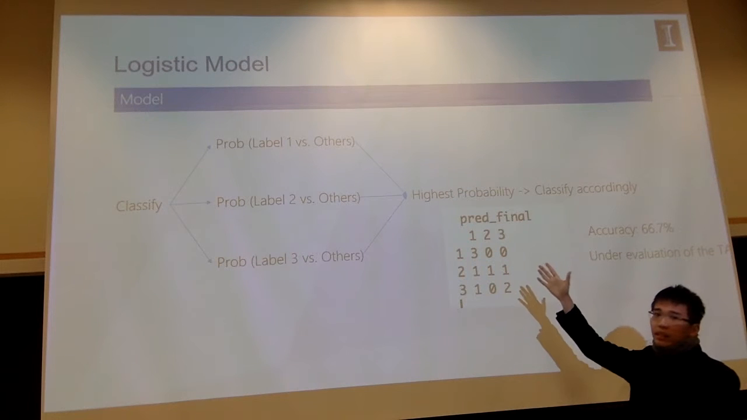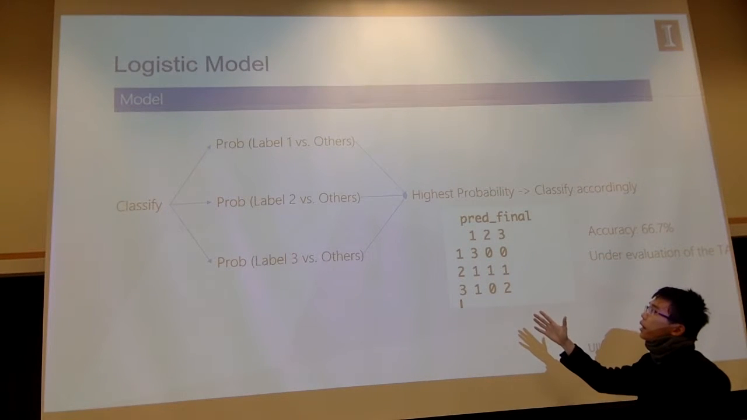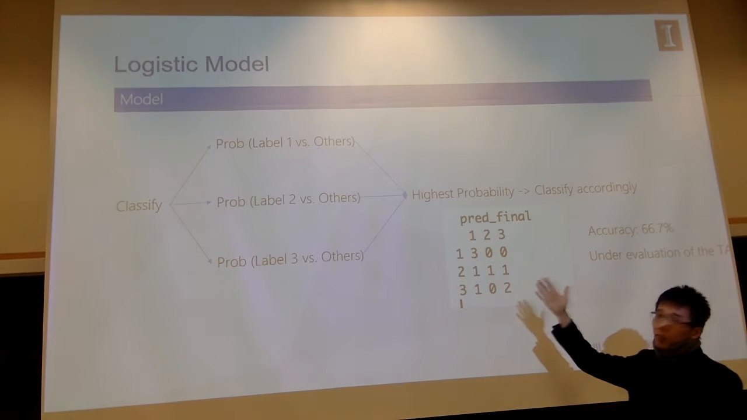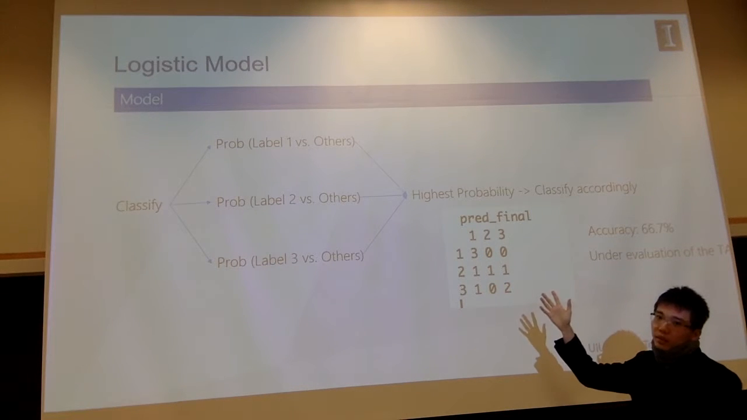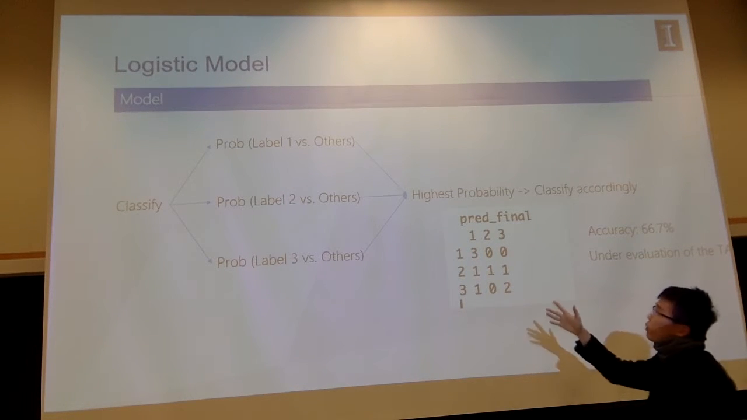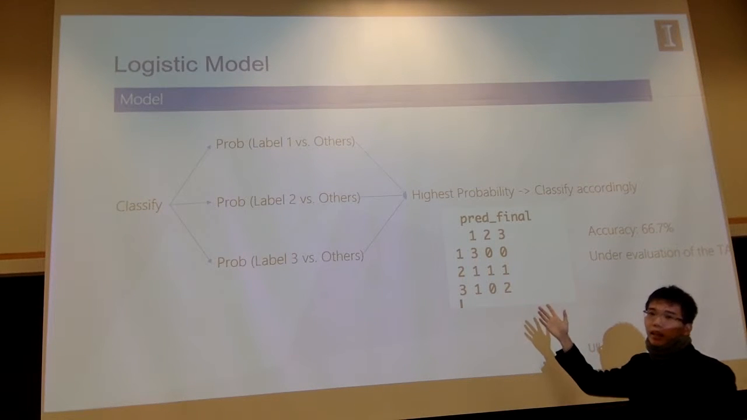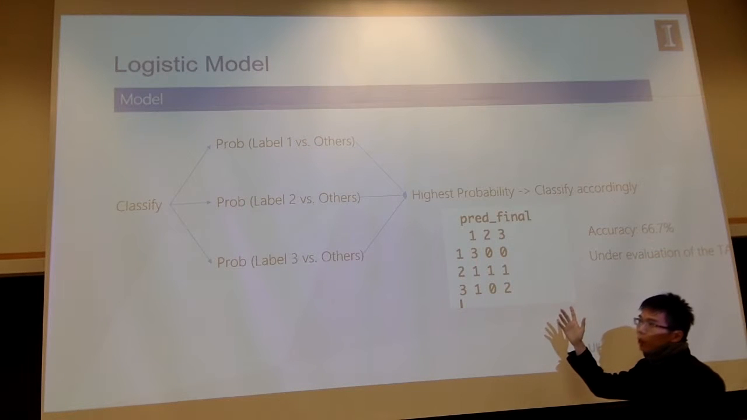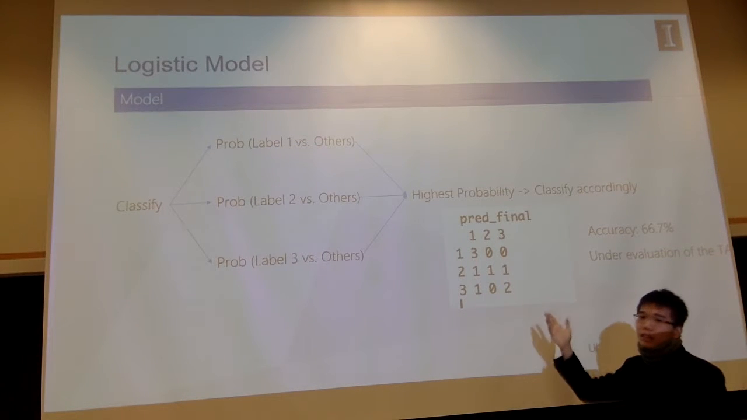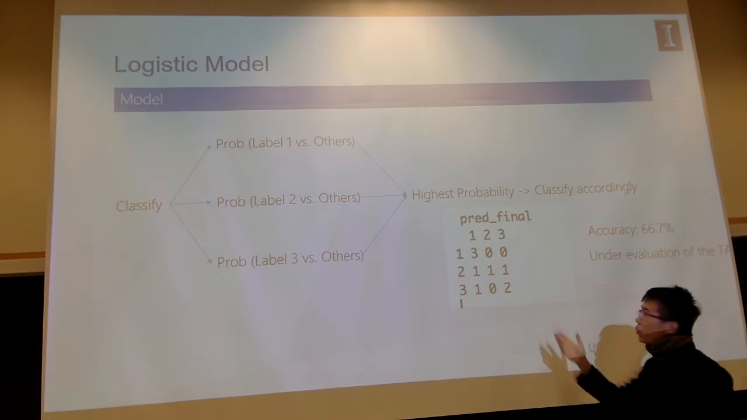So we run 3 separate logistic regressions, where the response is the probability that the label is 1 or others, and likewise in the other cases. We pick the highest probability that the label will be 1, 2, or 3, and that gives us the most likely class for the TA.